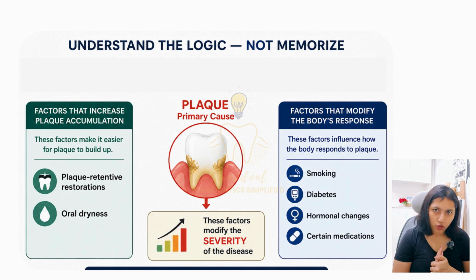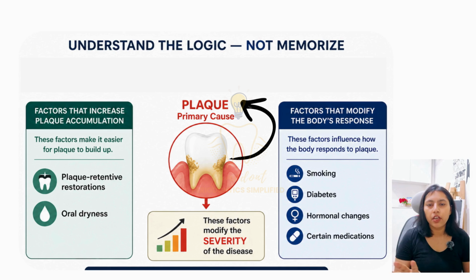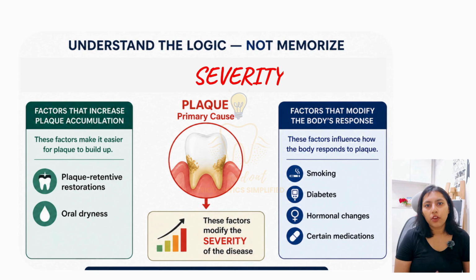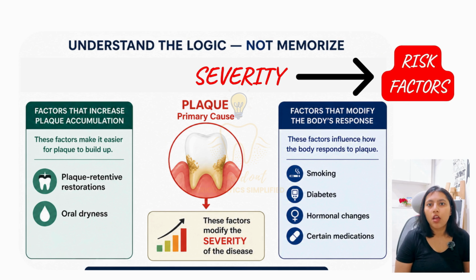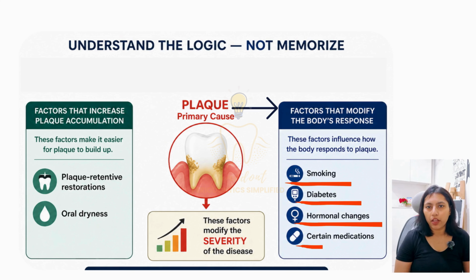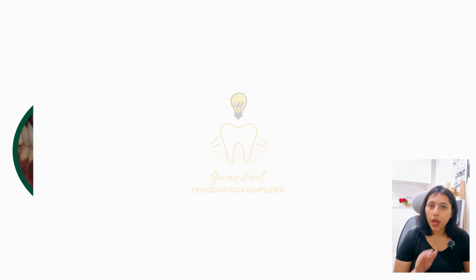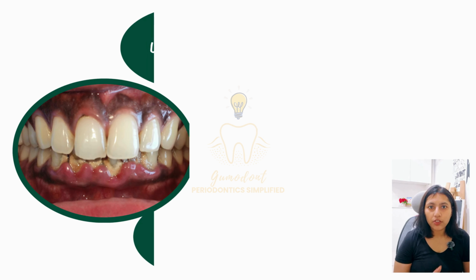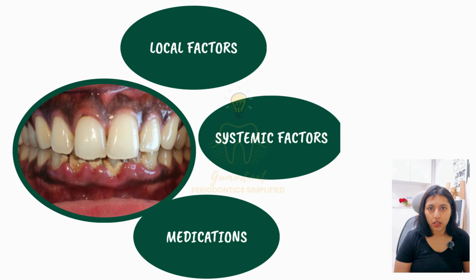The disease is still caused by plaque, but its severity or presentation is influenced by certain risk factors or modifying factors. Some factors increase plaque accumulation, like plaque retentive restorations and oral dryness. And some factors modify the body's response, like smoking, diabetes, hormonal changes and certain medications. So again, plaque is the primary cause, but these factors modify the severity.